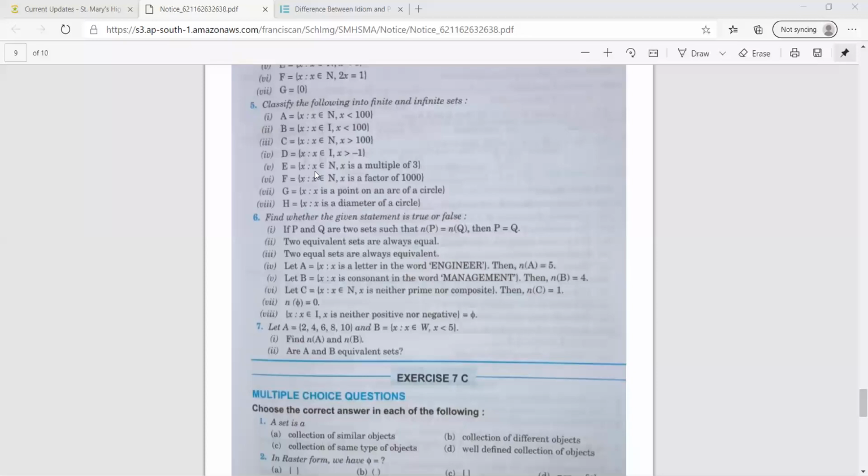Next, x, natural number, multiple of 3. Now multiples of 3, you can keep on writing and writing and writing endlessly, therefore infinite set. Next, x is a natural number and it is a factor of 1000. So if you find out factors of 1000, you will get a certain number of factors, and even if you don't find out, you know that every number has a fixed number of factors. Multiples will be countless, but factors will be a definite number.